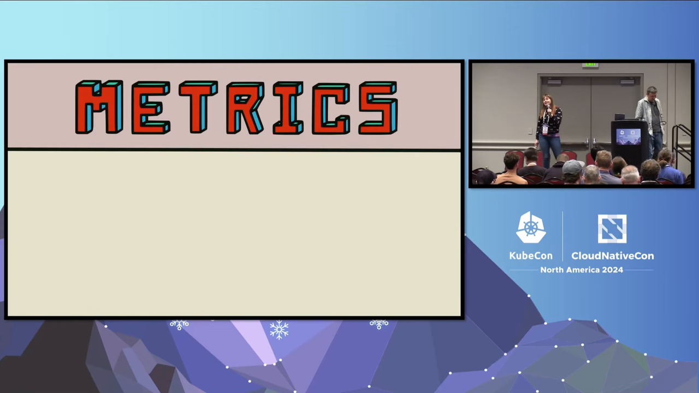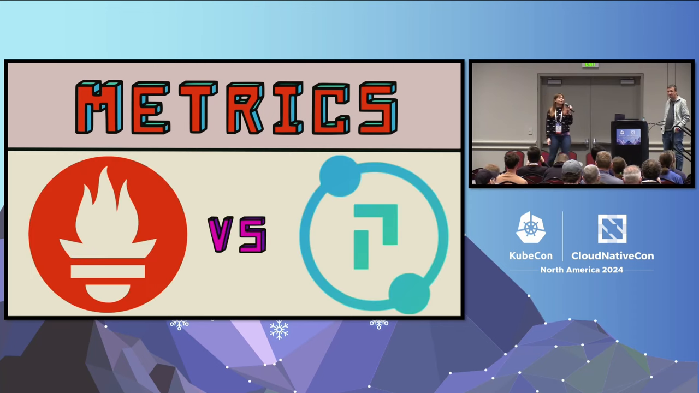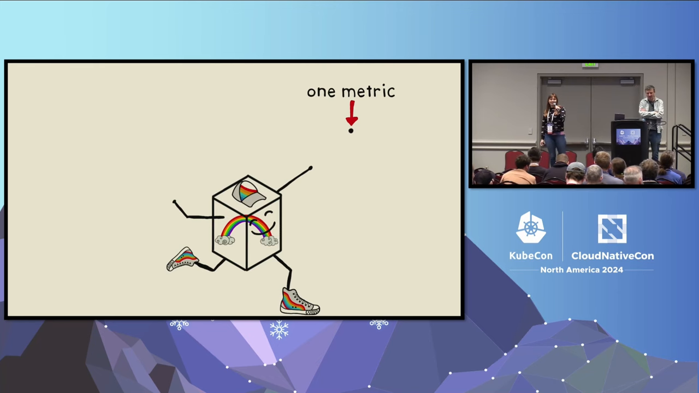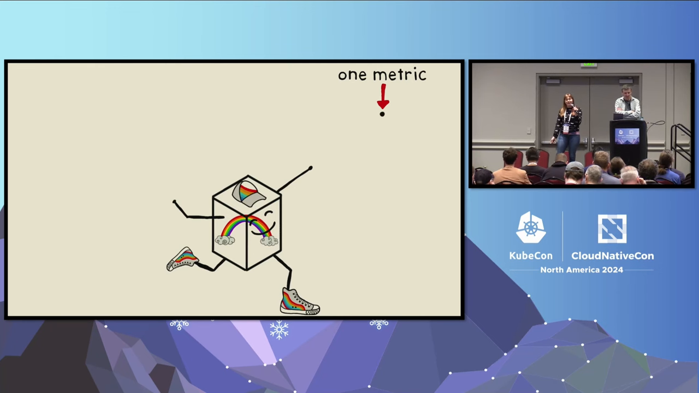So let's start with metrics. When we vote in a while, I'm gonna talk a bit first. When we vote, it's going to be between Prometheus and Pixie. But first, let's talk about what is metrics. What is a metric? A metric is simply a numerical measurement at a point in time. And so an example would be how long a database query takes or how many users are using an application.